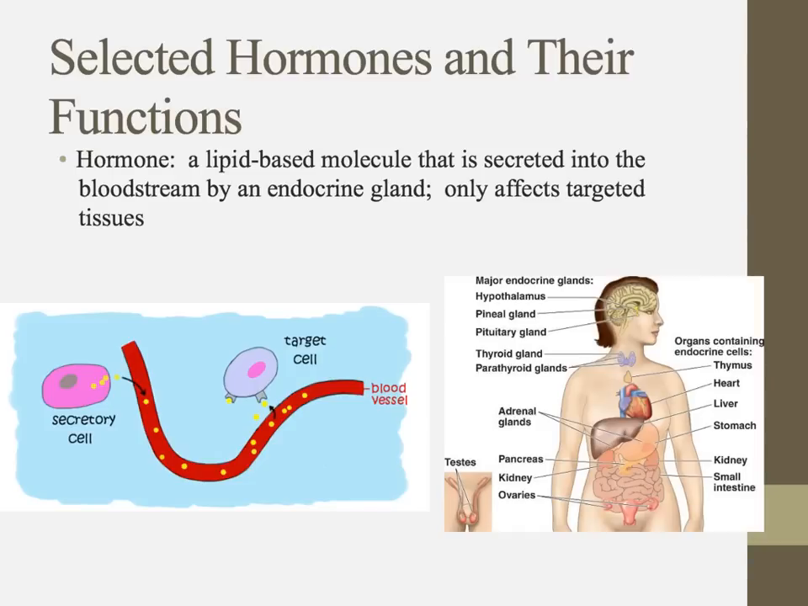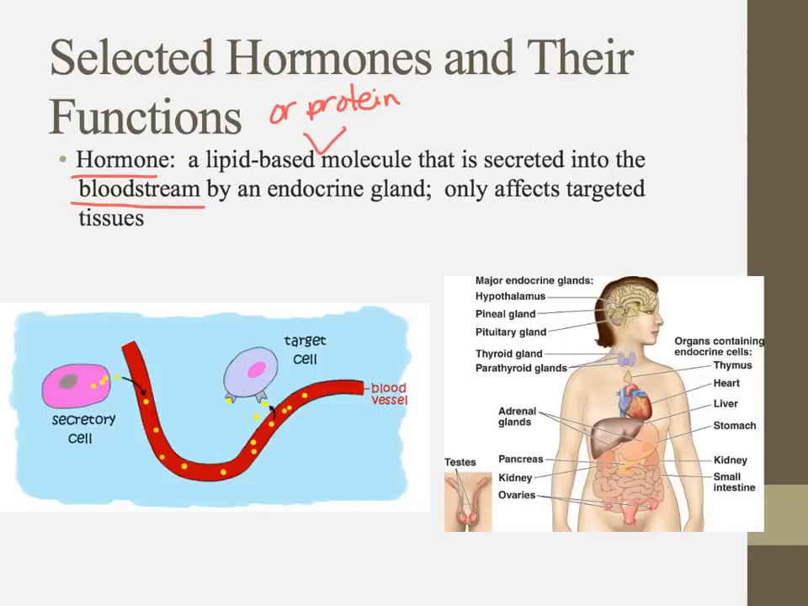Okay, so let's talk a little bit more about these hormones. A hormone can be either a lipid or protein-based molecule that's secreted into the bloodstream, and that's really important. Hormones always go into the bloodstream, and that means they travel throughout the entire body. So even if you have a hormone that's only affecting one particular area, that hormone is in the whole body.